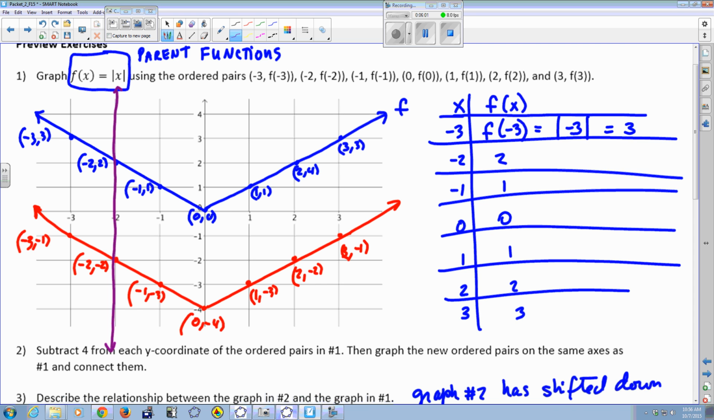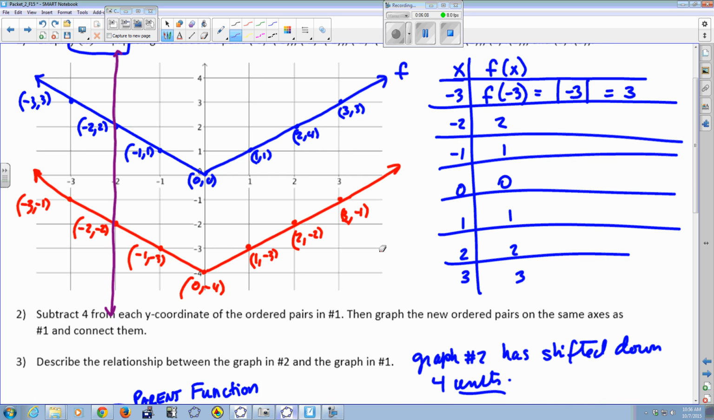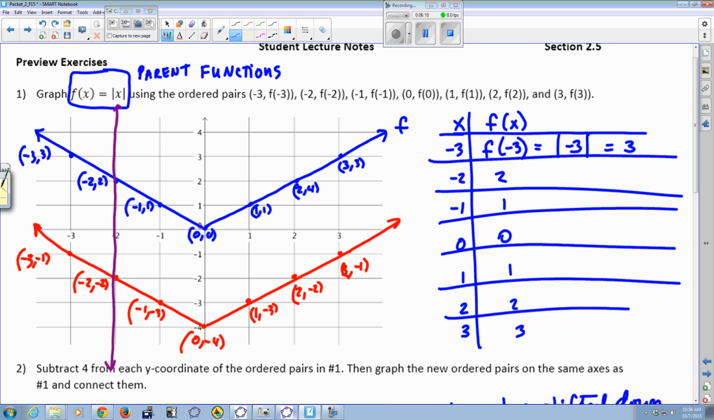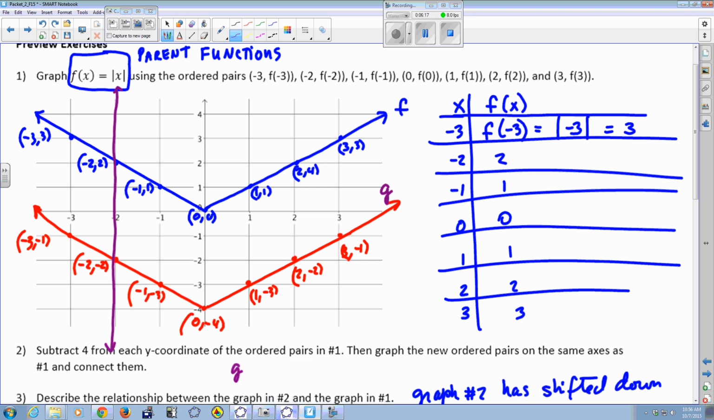Okay? The other language that we use is that when we compare, let's call this red graph, I'm going to give it a name now. I'm going to call it G, function G. And can anybody think of what the equation for the function G would look like? If you know that f of x is the absolute value of x, what do you think would be the equation for the function G? What would that look like? If you could, yep, Ben? Absolute value of x minus 4.